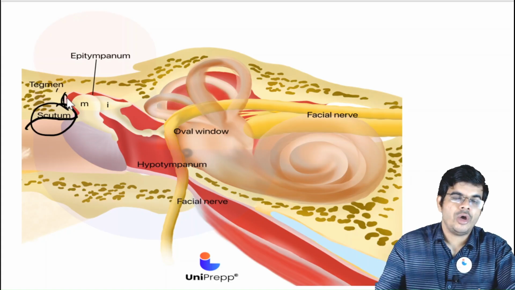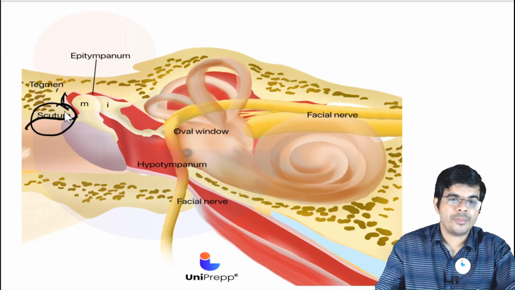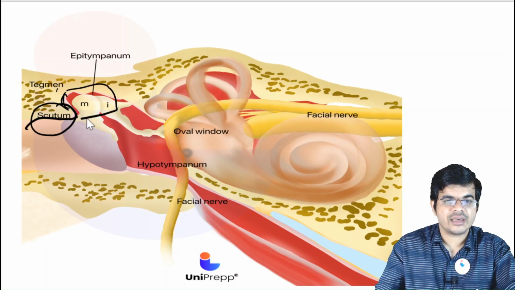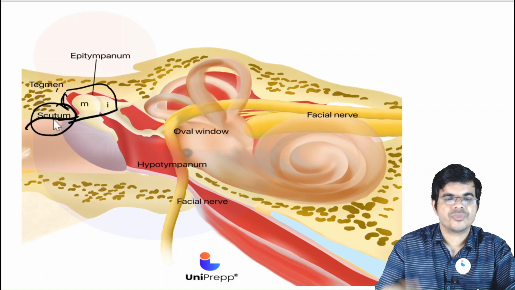Now this scutum forms the upper part of the lateral surface, as I already told you. Scutum is the outer attic wall. This is the attic, the area above the mesotympanum. Mesotympanum lies just medial to the tympanic membrane, and the area above it is the epitympanum, right? And this area above it has got a scutum on its outer wall.